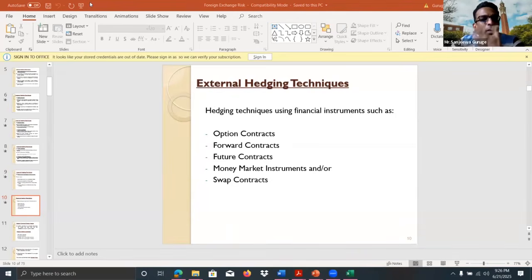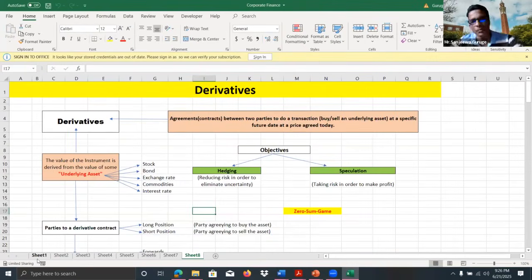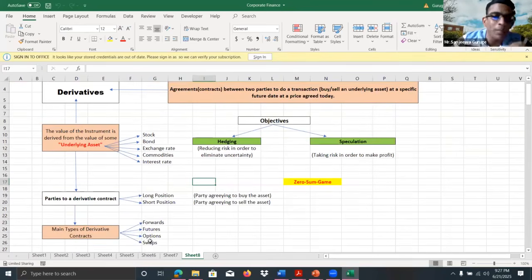Okay, so here one question is: can you briefly explain how swaps can be used by an organization to minimize foreign exchange risk? Okay, that's good. Here I have included some basic points related to derivatives also in this Excel sheet. So here you have included one very important concept, which is especially important for managing foreign exchange risk, which is correct, right? Swaps mainly can be used because there are two main types of swap contracts: interest rate swap and currency swap.